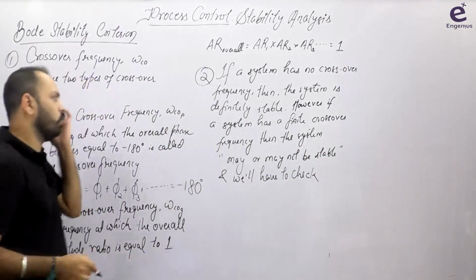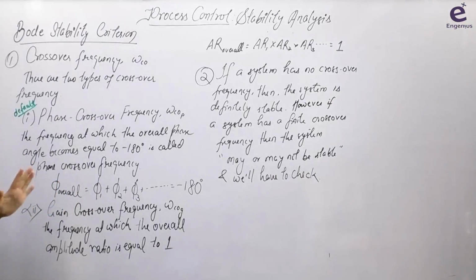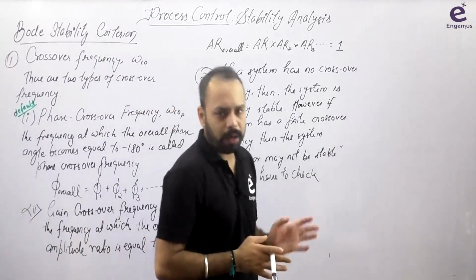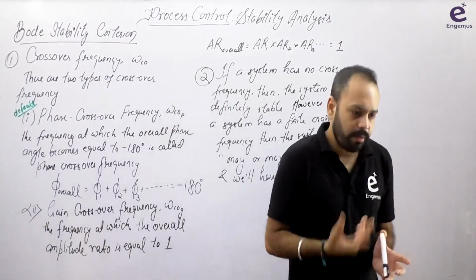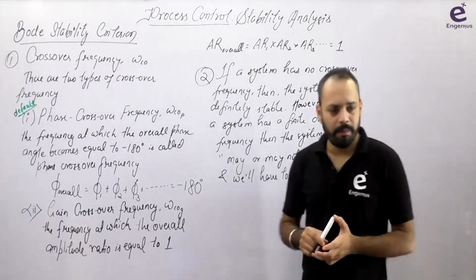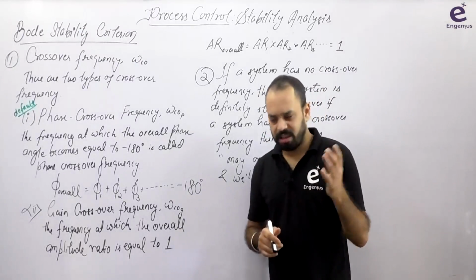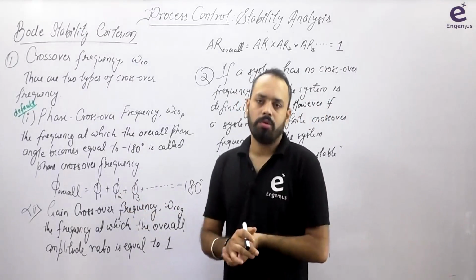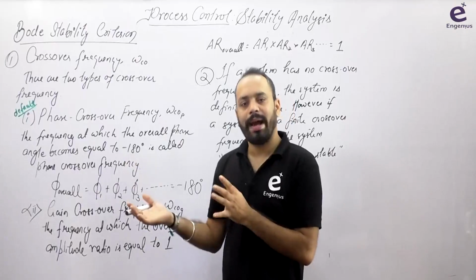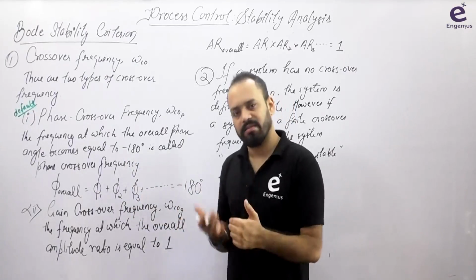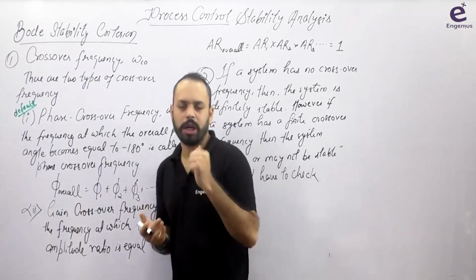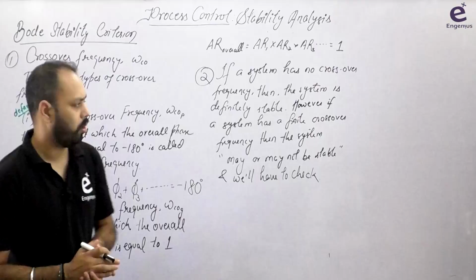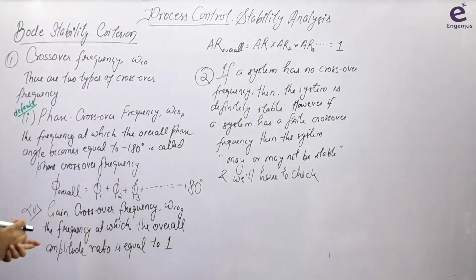But so far you must know that, sir, if this particular system has no crossover frequency, then the system is definitely stable. No need to check by using Bode stability criteria. Similarly, we had this scenario in Routh stability as well. A particular system had a characteristic equation and there was a negative sign, so it was definitely unstable. So, देखो, before using the actual method, in both the cases, in Routh as well as in Bode, I have a check that helps me to check the stability of a system without going through the actual Bode stability criteria.